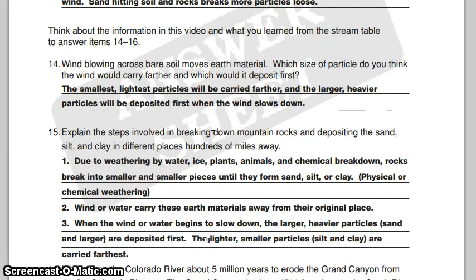You should also take a look at these last couple questions, 14, 15, and 16. With 14, we're looking at what size particles we think the wind would carry farther, and what would be deposited first. So we see a very similar question when we look at the stream table and we talk about where the different particles ended up being deposited. Just like with the stream table, we're going to see that the smaller, lighter particles are going to be able to travel further, and the larger particles that are heavier are going to get deposited first or not travel quite as far. So it's the same thing whether it's the wind doing the eroding or moving of those particles, or if it's the water doing the moving or eroding of those particles.